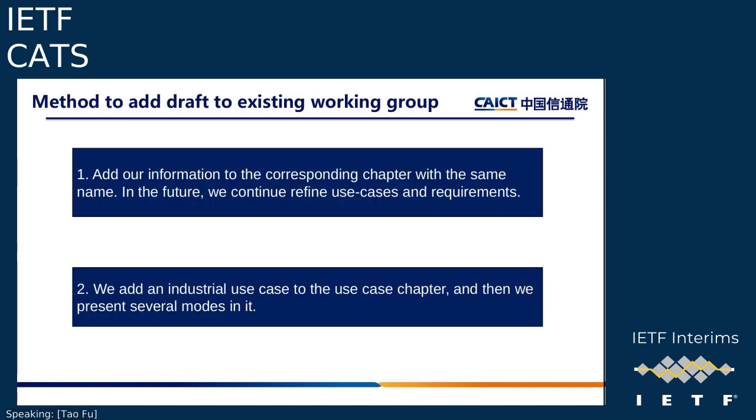I consider two methods to add to the existing working group charter. First is to add our information to the corresponding chapter with the same name. In the future, we continue to refine our use cases and the requirements. Second, we add an industrial use case to the use case chapter, and then we present several modes in it.